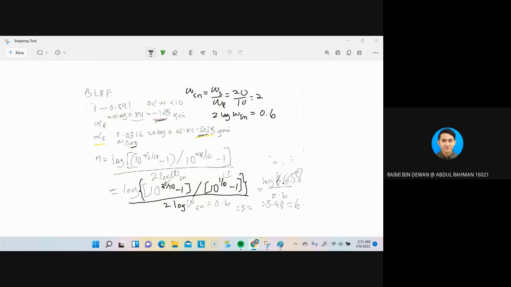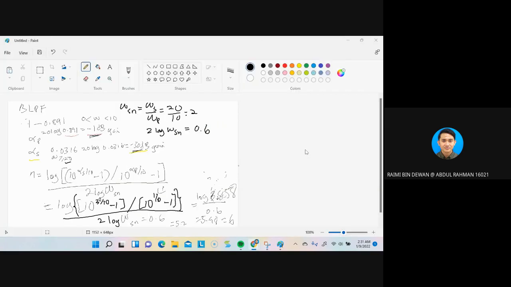Okay, so now we have achieved our first step, which is the order of filters. And the next step is what? The next step in the solving is we need to calculate omega c and choose omega c with the alpha p and alpha s that fulfill the given specification.